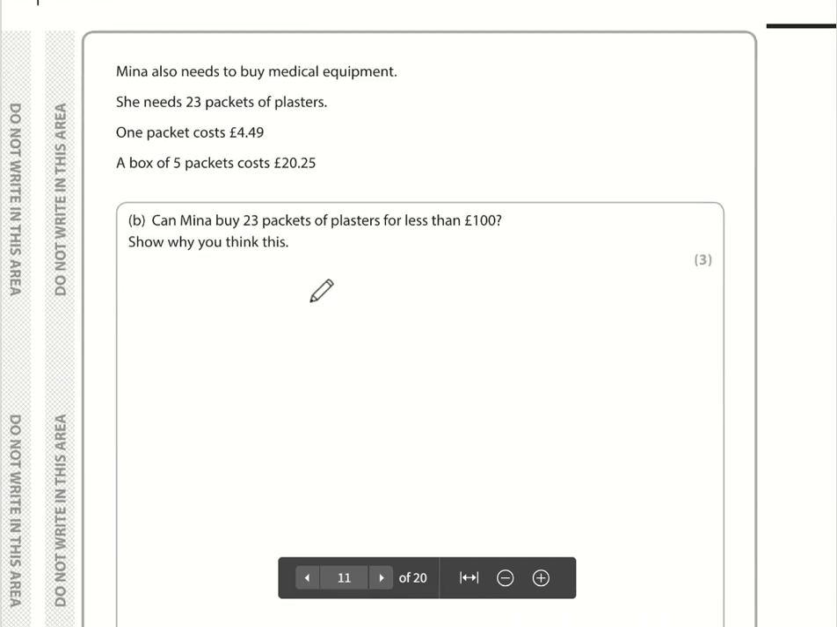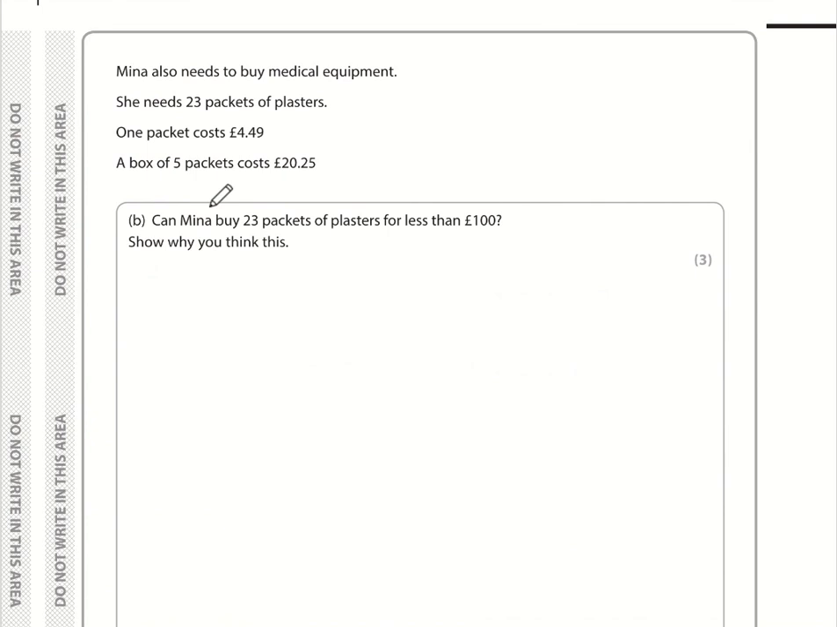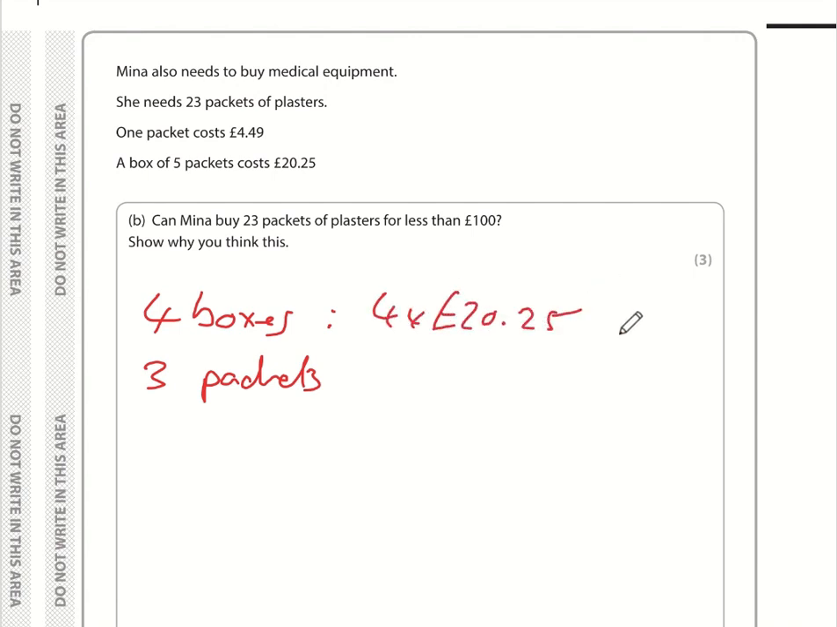Okay, so Mina also needs to buy medical equipment, so she can buy them in individual boxes or boxes of 5. Well, how many 5s go into 23? It's 4 with 3 remaining, so she's going to get 4 boxes and then 3 individual packets. So 4 boxes, that is going to be 4 times £20 and 25 pence, and 4 times £20 and 25 pence comes to exactly £81.